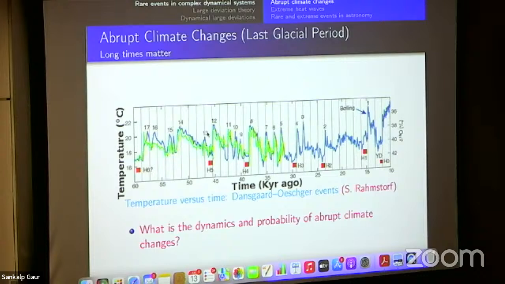And so here the key point is to understand those very fast transitions and to see if they are just stochastically driven by internal variability or if they are rather following some limit cycle or other kinds of dynamics.